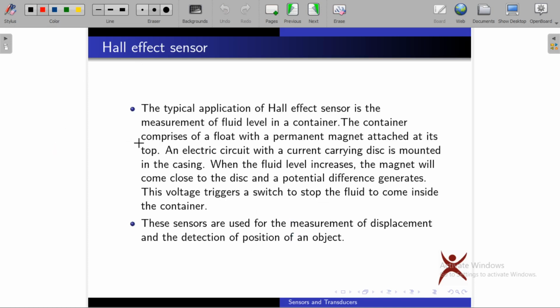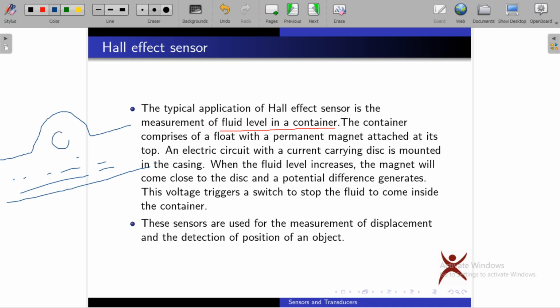Coming to the applications, a typical application of the Hall effect sensor is the measurement of fluid level in a container. The container comprises of a float. You're going to have flow of liquid like this.